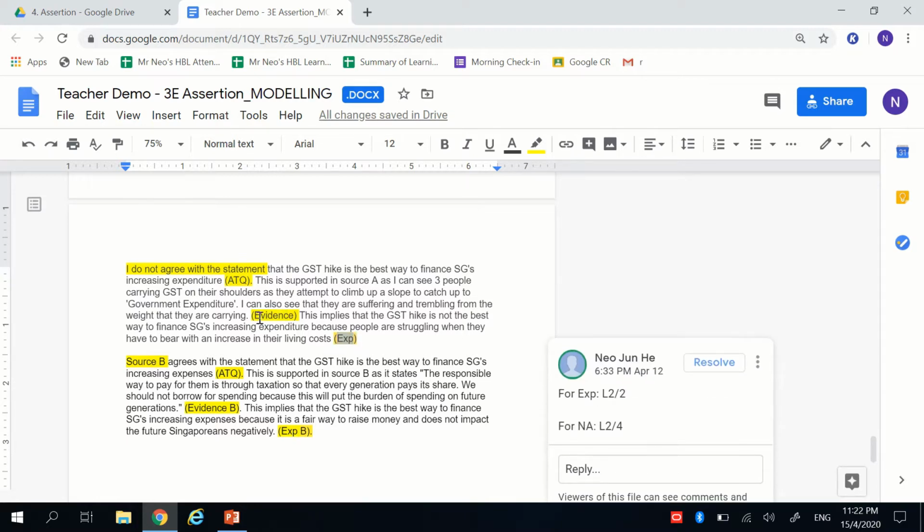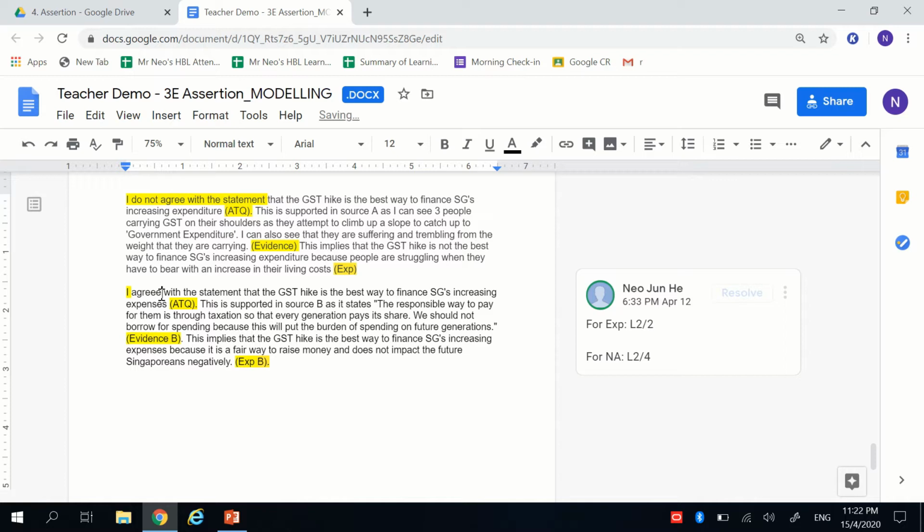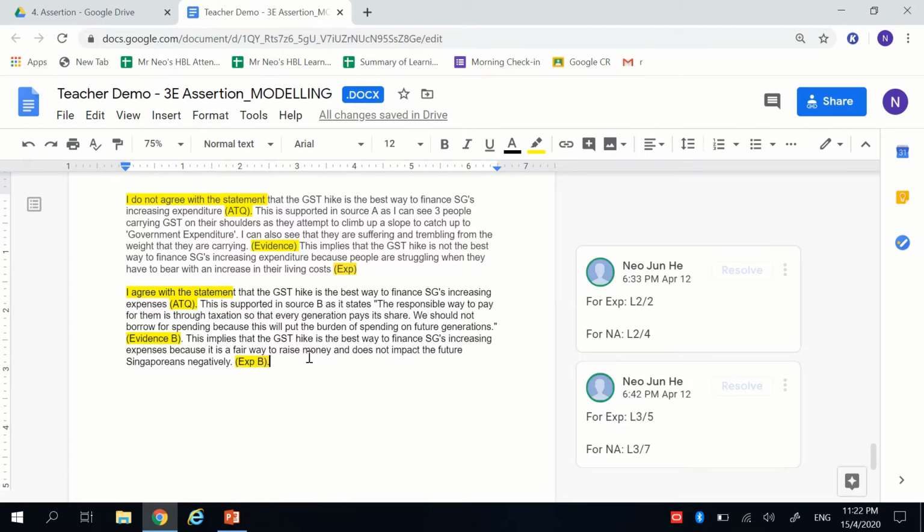So similarly for source B, I would change this to: I agree with the statement. I agree with the statement that the GST hike is the best way to finance Singapore's increasing expenses. Change it to I agree, and then similarly, tell me which source you are using to support your argument. This is supported in source B, as it gives me some relevant evidence, which I will further explain later in my explanation. So moving on, we need to do the same for sources C to F.